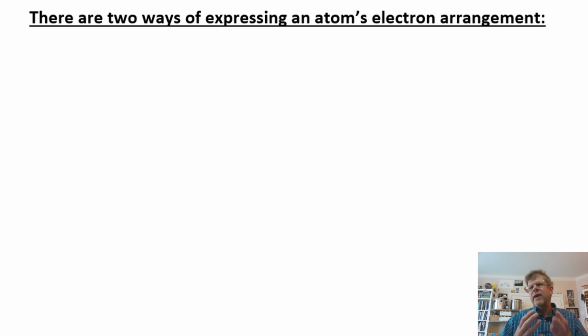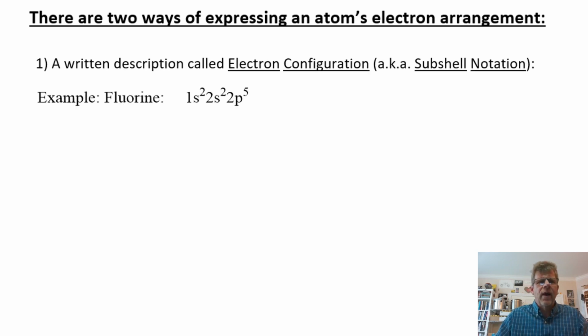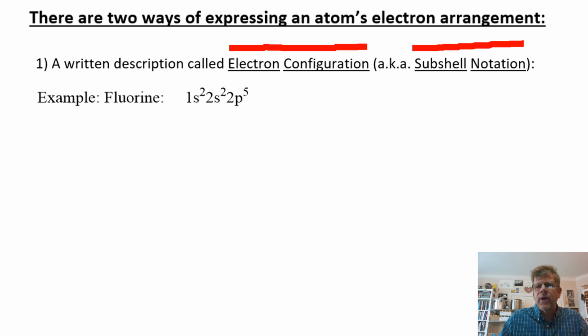Now I'm going to be showing you examples in here where we haven't really gotten to the point where we can understand these examples, but these are just for show, and in ensuing slides we're going to be looking at how to write these in these two very separate ways, a written language and a descriptive language. So let's look at the written language first. A written description is known as electron configuration. Electron configuration is also known as subshell notation.